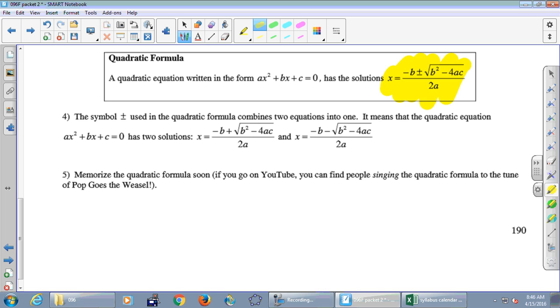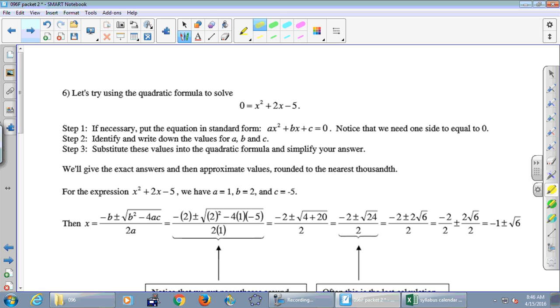If you are into memorizing things like that, you can YouTube Quadratic Formula and Pop Goes the Weasel, and you'll find people singing the tune to Pop Goes the Weasel, but using that formula. So that might make it memorable for you. Let's see if we can use the formula.